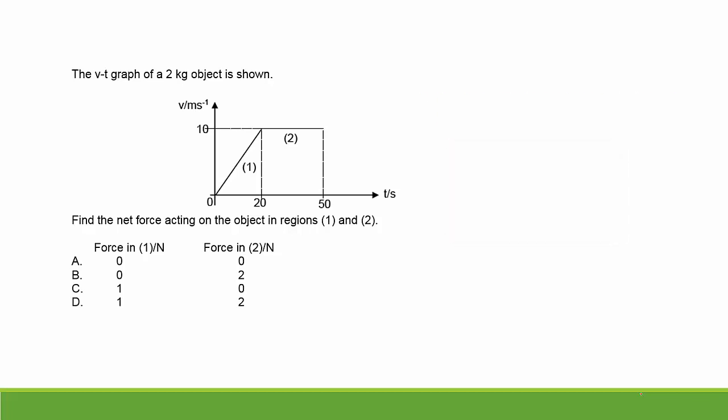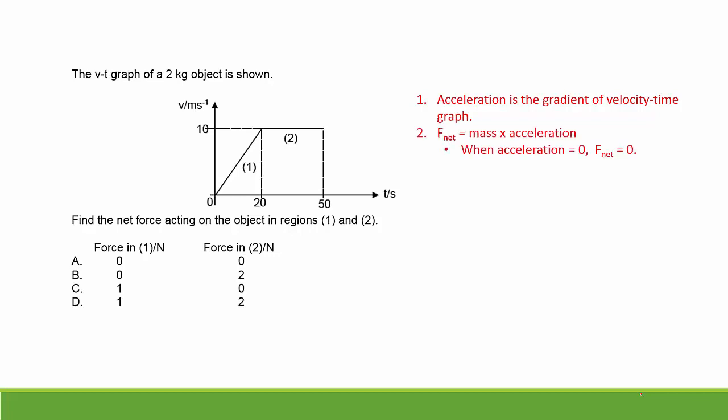Okay, how to solve this is that we know that acceleration is the gradient of the velocity time graph, and F net equals the mass times acceleration. And when acceleration equals 0, F net of course equals 0, or when acceleration not equals 0, F net is not equals 0.